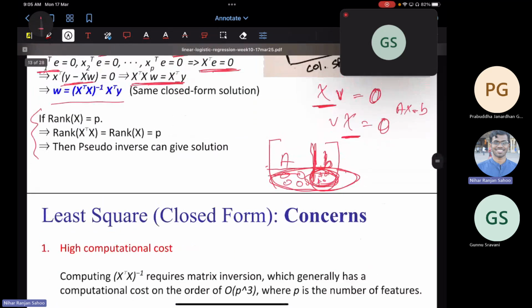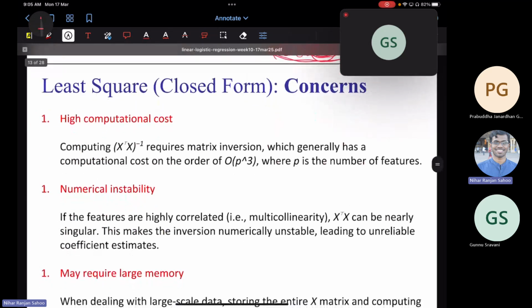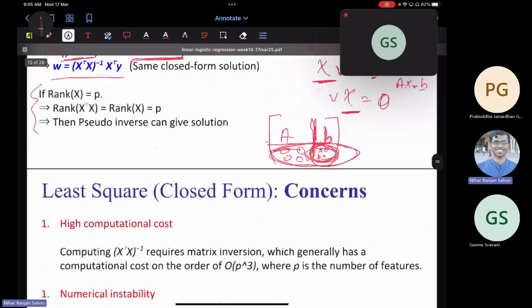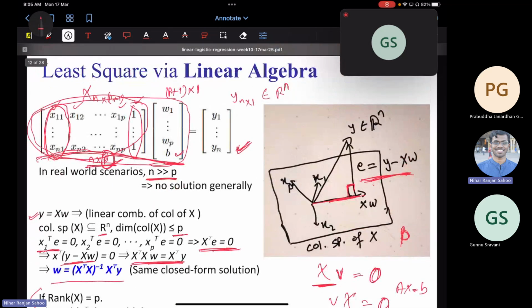Okay. So these closed form solutions. We saw the closed form solution, but are we satisfied with that? The answer is no. Why are we not satisfied with that? Any doubt again for the linear algebra solution? Any doubt for the linear algebra based analysis? How do we find this W?